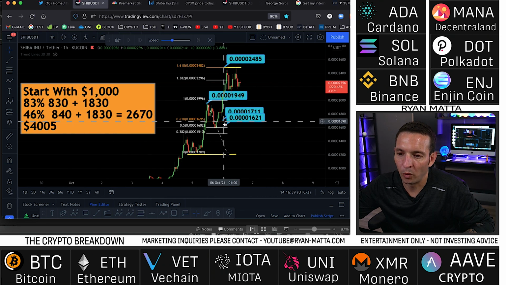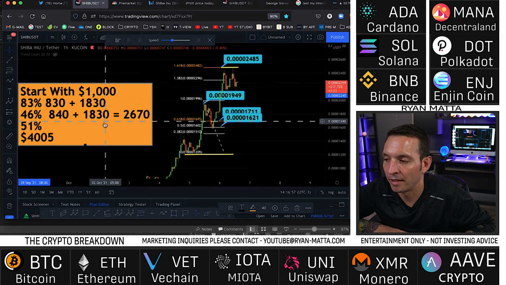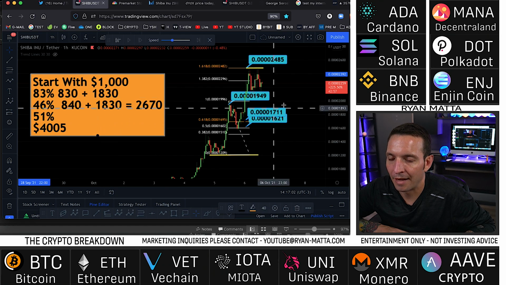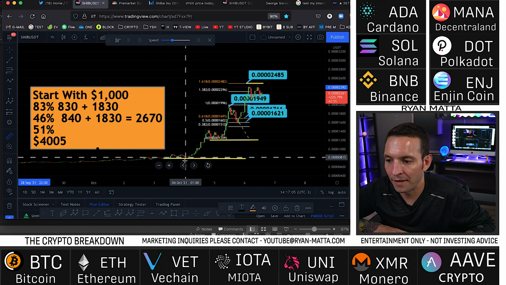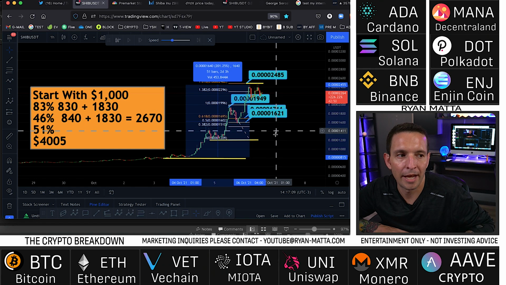So again, we put $2,600 now back in the market right here. We split the difference between 0.0171 and 0.01623. Price runs up and does another 51%. We start with 1,000, we end up walking with $4,500. And we could have ran that trade and did that trade setup in roughly 2.5 to 3 days.